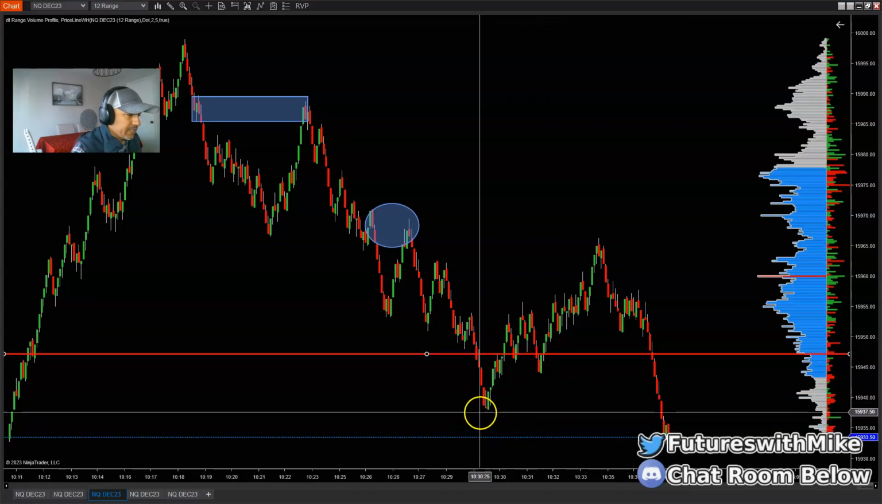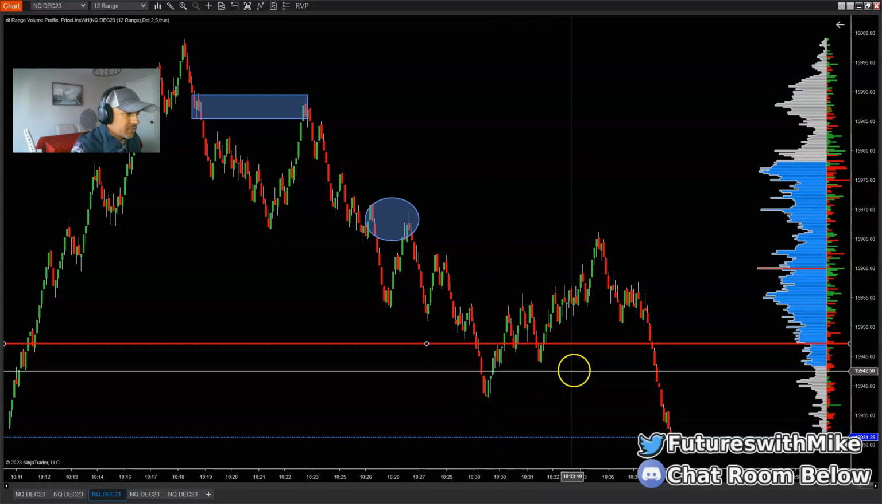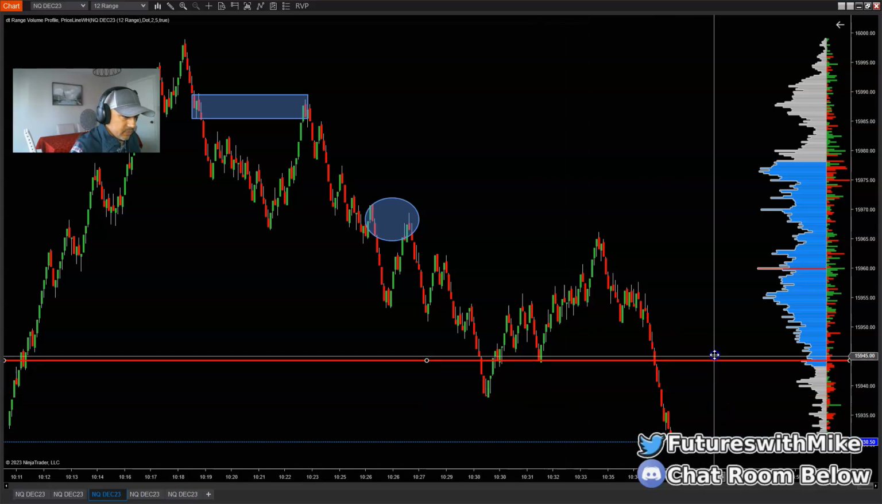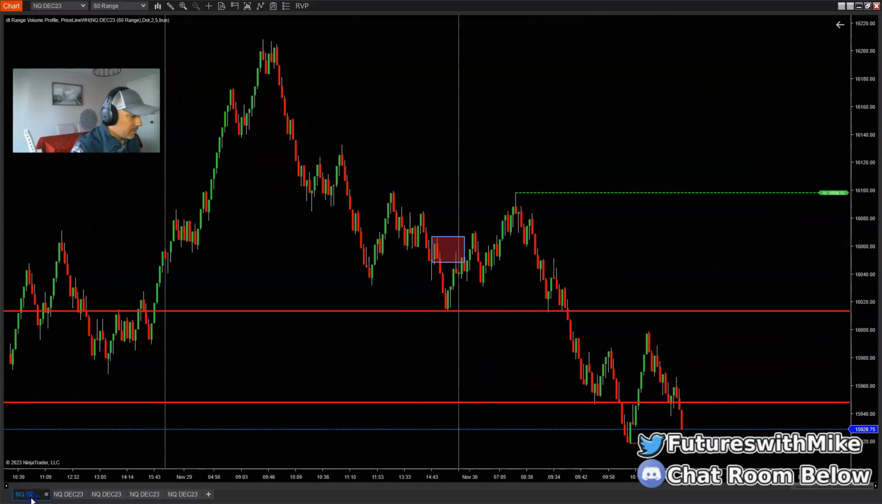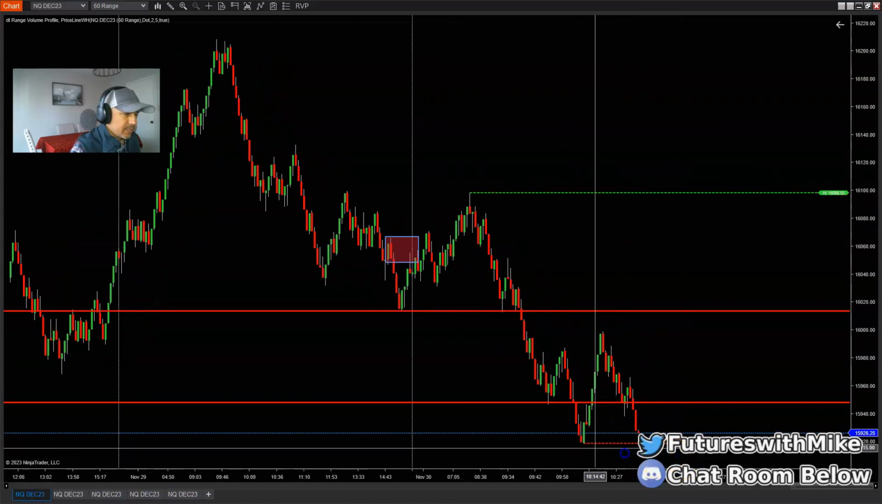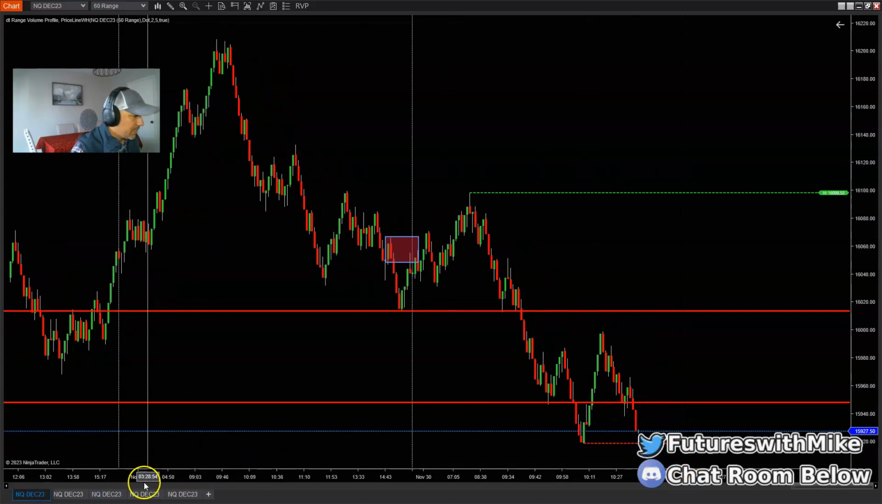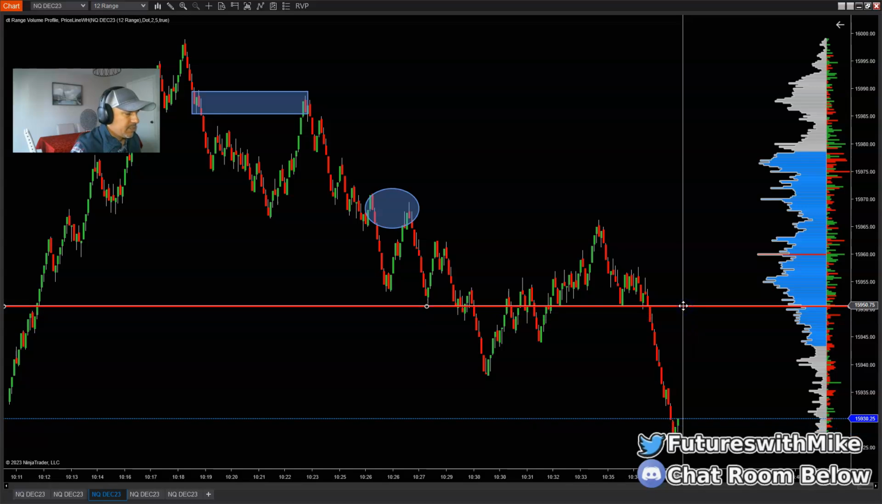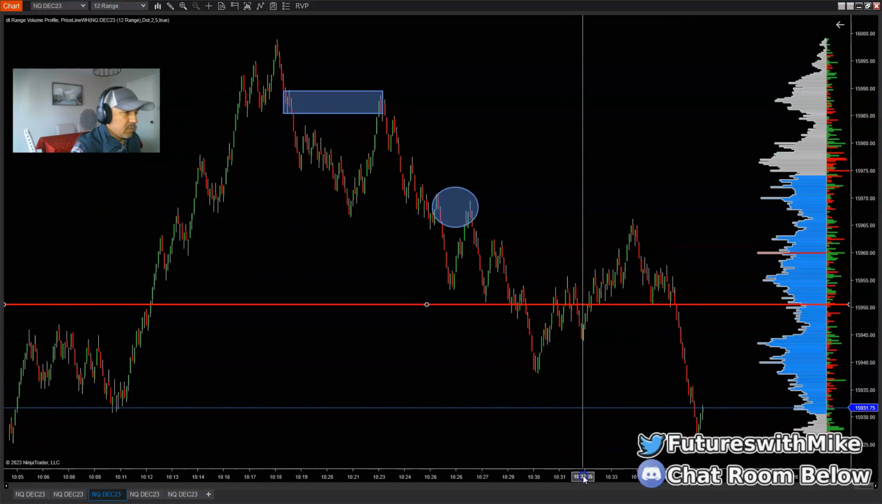Now we're breaking through this area of demand, this structure right here. So we just broke this area here to the downside. Looks like we may be trying to break this area structure here on the downside too. This right here is an area of demand, supply on the lower time frame.